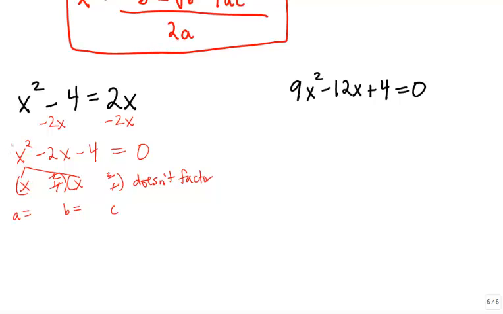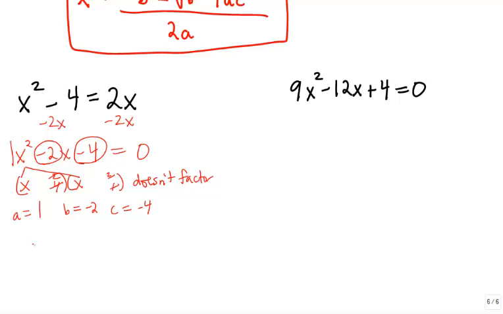The a here is the coefficient of your x squared. So in this problem, that's a 1. Your b is the coefficient of your x term, so in this problem, that's a negative 2. And your c is your constant term, which in this problem is negative 4.